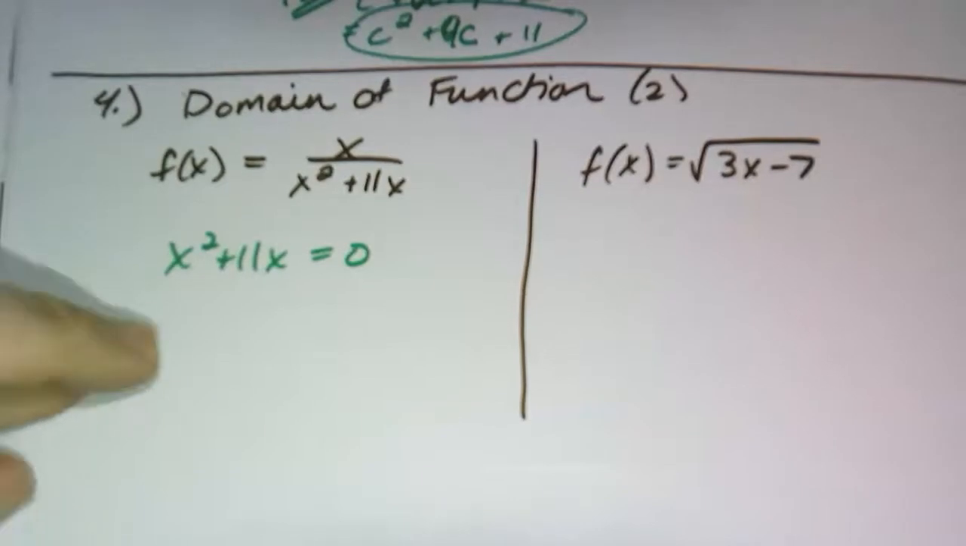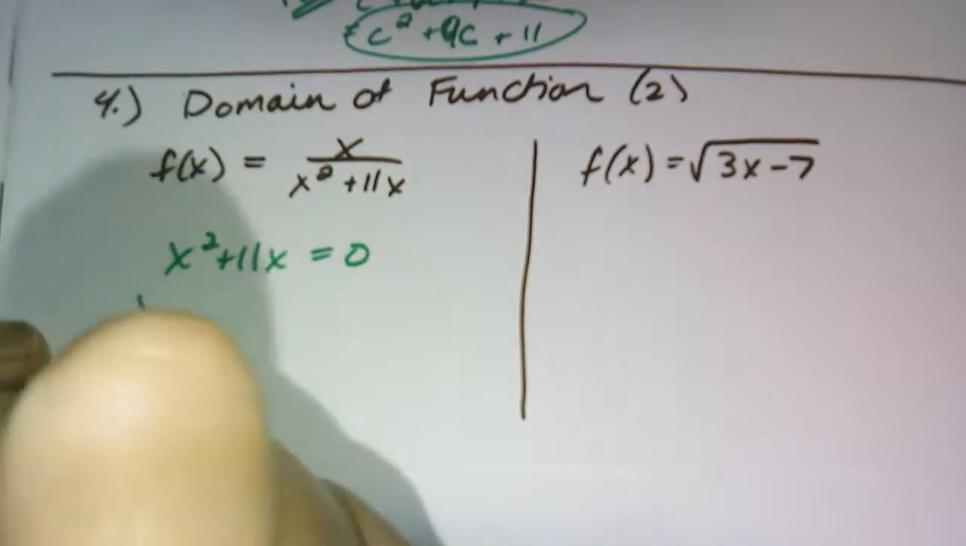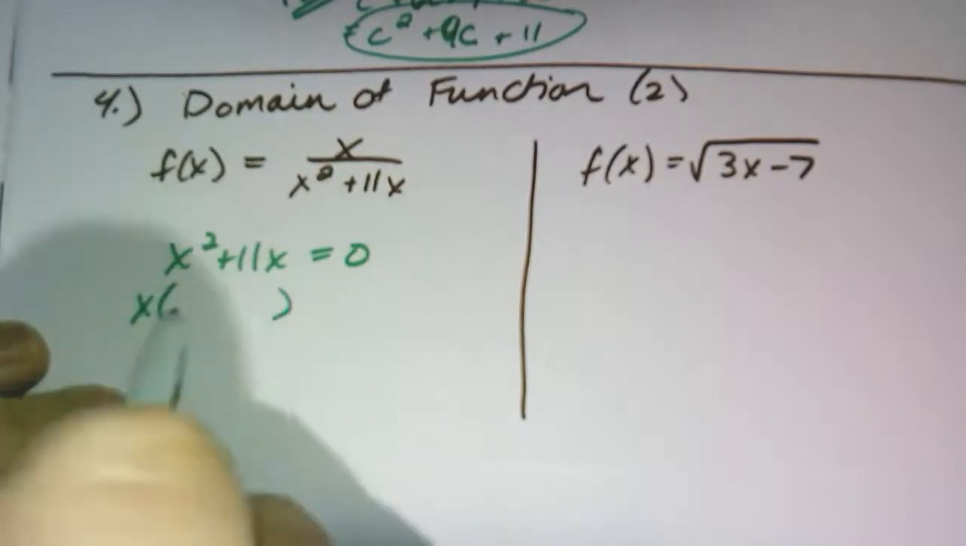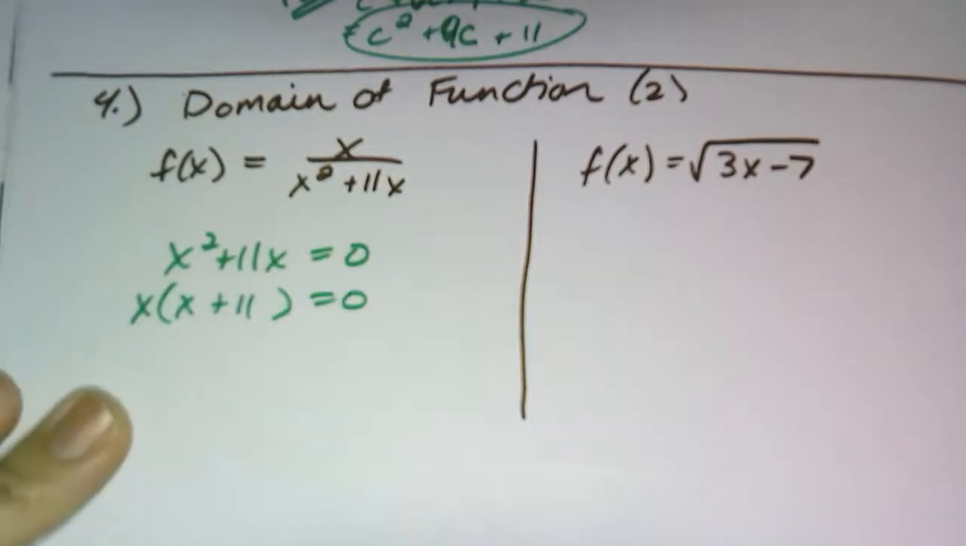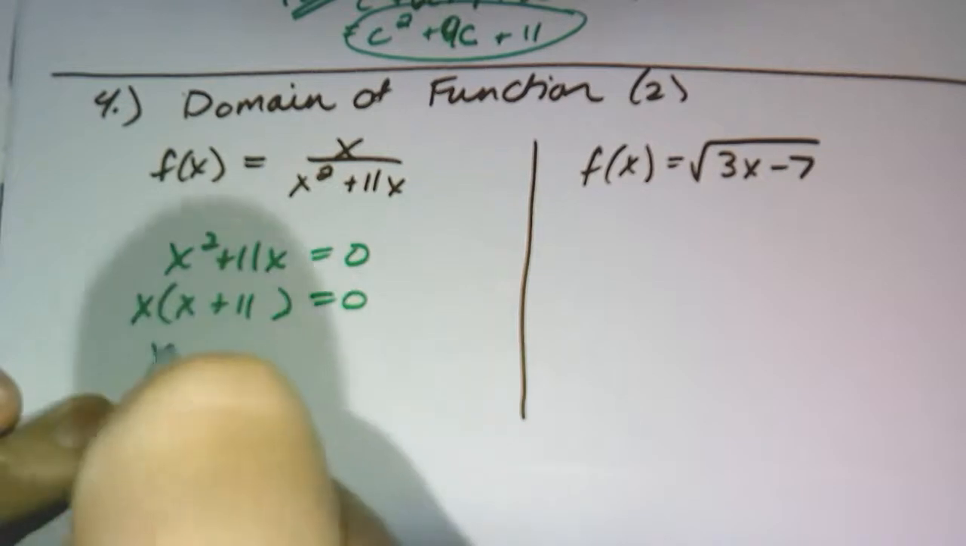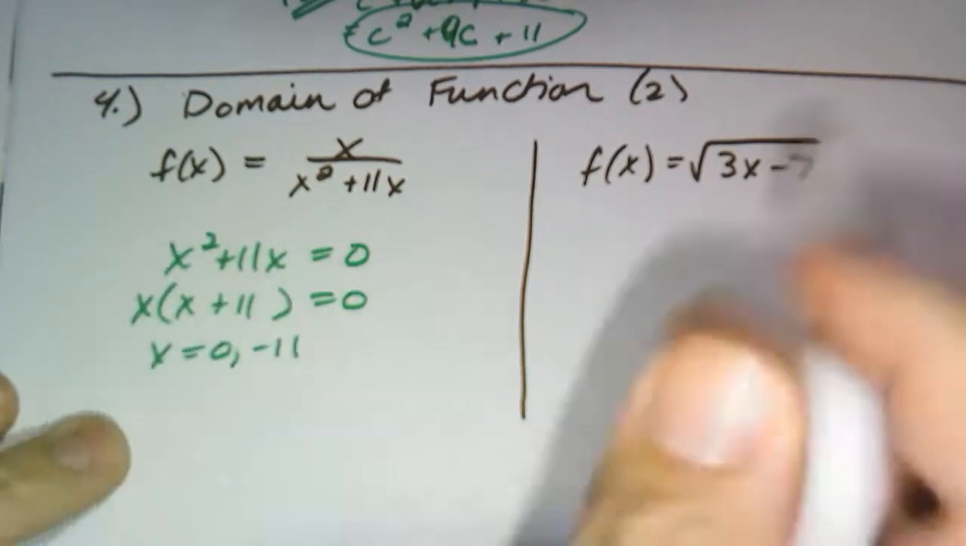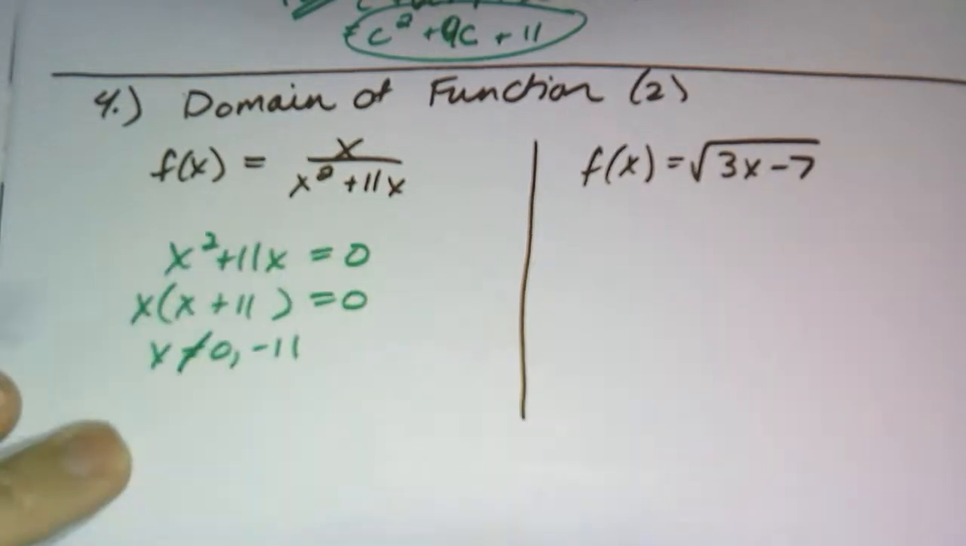And I'm going to solve it. So I'm going to factor out an x. I'm going to be left with x plus 11. And I'm going to find out what my values for x are. What are my 2 values here for x? 0 and negative 11.